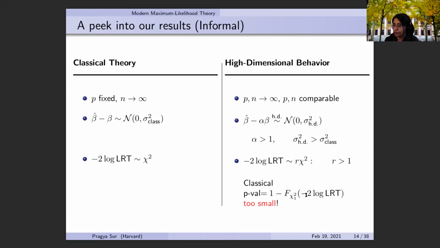If you do this calculation, they'll be too small, and hence you have this concentration, a huge spike of the p-values near 0. Okay, so these are the two main results, and for the rest of the talk, I'm going to try to unpack what these constants are: alpha, this bias, this variance, and this rescaling factor.